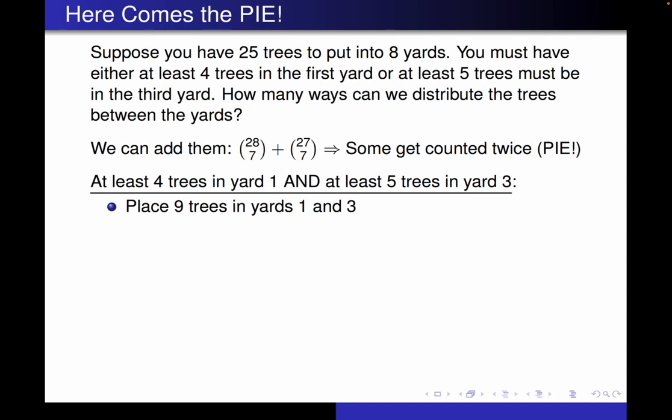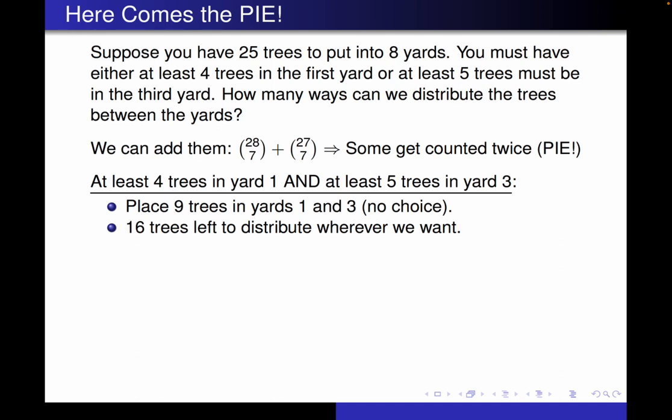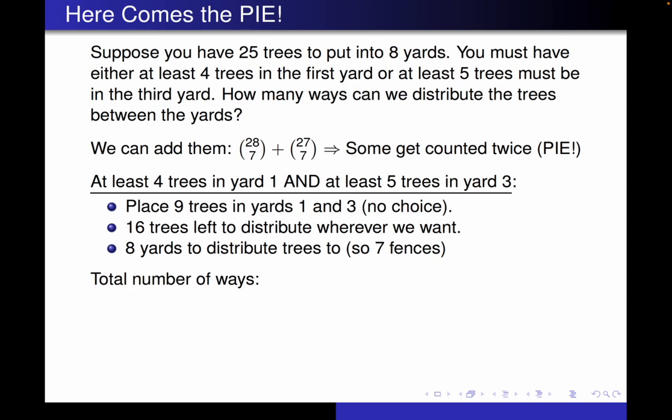And you know what? I think we might have done this problem, right? We placed the 9 trees in yards 1 and 3, 4 in yard 1 and 5 in yard 3. We have no choice. We have 16 trees left to distribute wherever we want. We have 8 yards, which means we have 7 fences. And so if we want to count the total number of ways, we add the trees and fences. If we are fence people, we get 23 choose 7. If we are tree people, we get 23 choose 16.